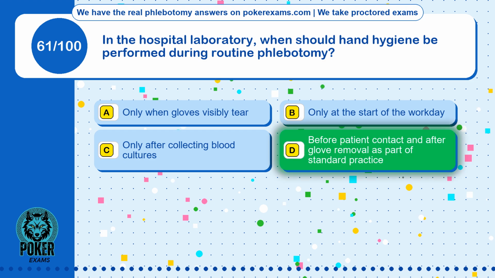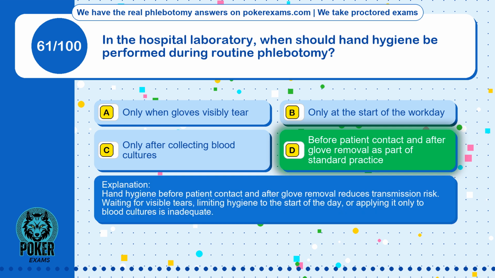The correct answer is option D. Before patient contact and after glove removal as part of standard practice. Hand hygiene before patient contact and after glove removal reduces transmission risk. Waiting for visible tears, limiting hygiene to the start of the day, or applying it only to blood cultures is inadequate.